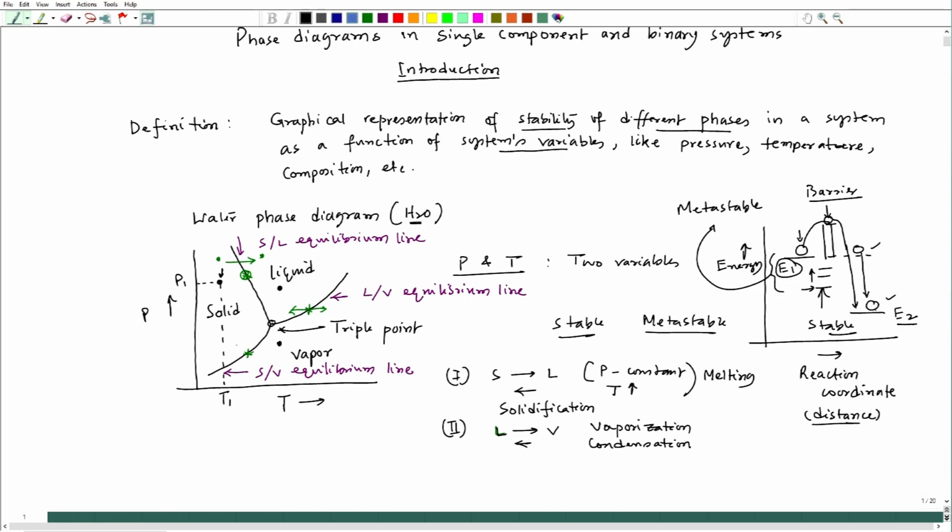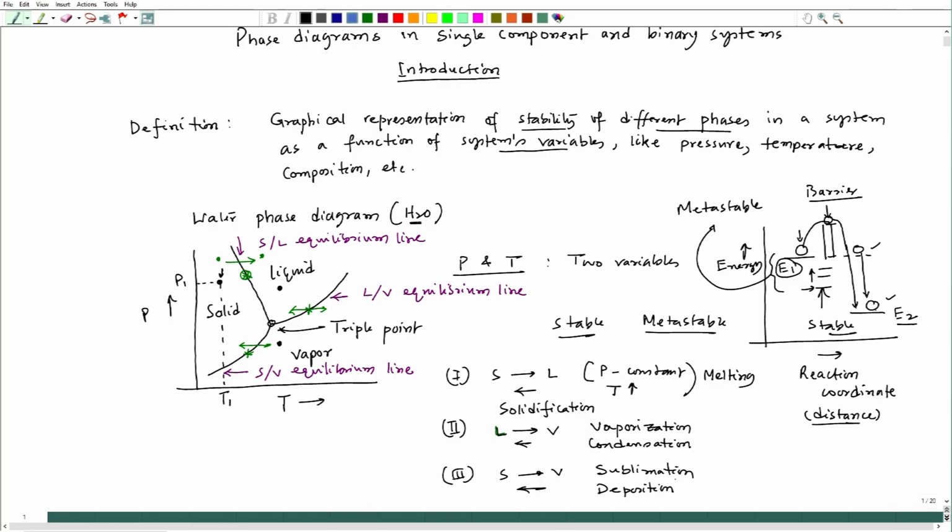Similarly, if I check this, I can see solid going to vapor at a constant pressure by increasing the temperature. This one would be called sublimation, and if I reverse, vapor to solid at a constant pressure by decreasing temperature, that would be considered deposition.